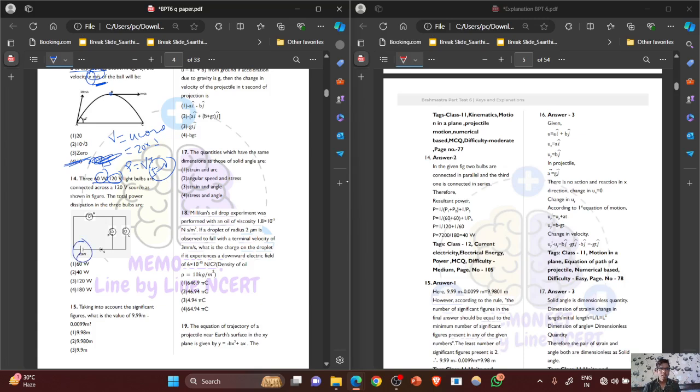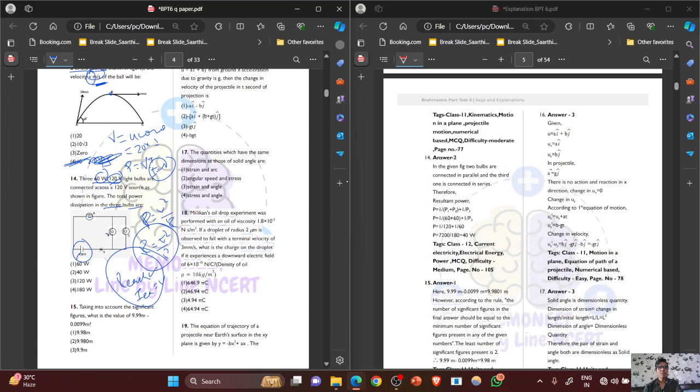The source is given, and we need the total power dissipation in the three bulbs. You can also calculate the resistance of each bulb. P equals V square by R. From here, R equals V square by P. Put the value of V and P here, you get the resistance of each, and you get the current through each.